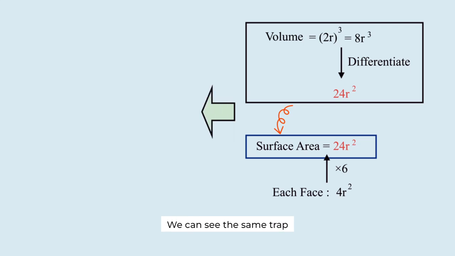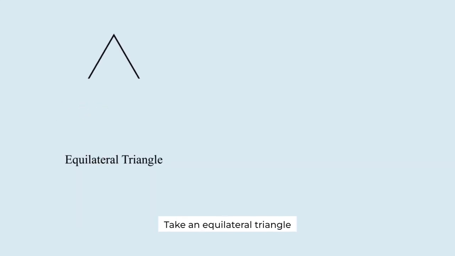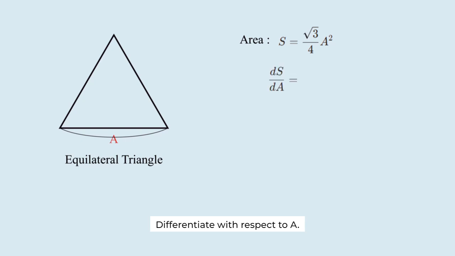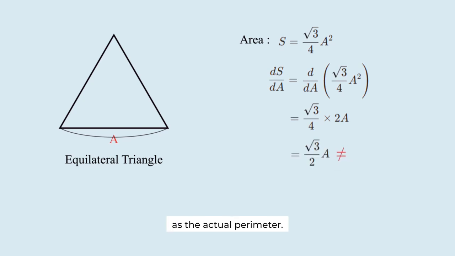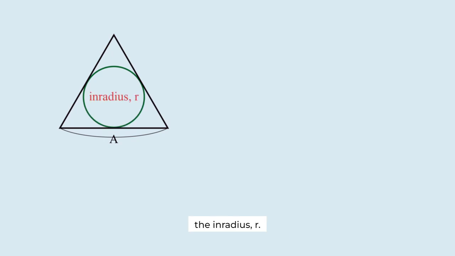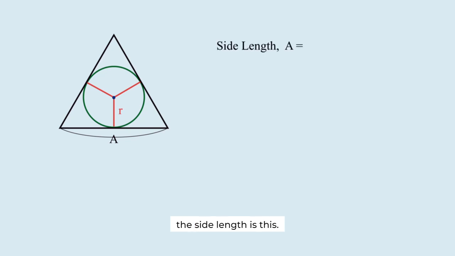We can see the same trap in 2 dimensions. Take an equilateral triangle with side length a. Its area is this. Differentiate with respect to a. It's not the same as the actual perimeter. Once again, we are missing the right reference. For an equilateral triangle, the matching radius is the inradius r, the distance from the center to each side. In this case, the side length is this.